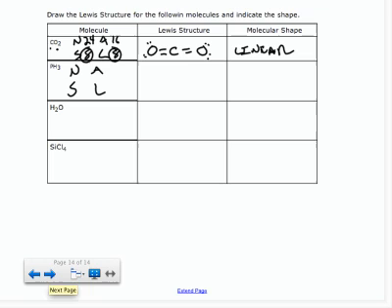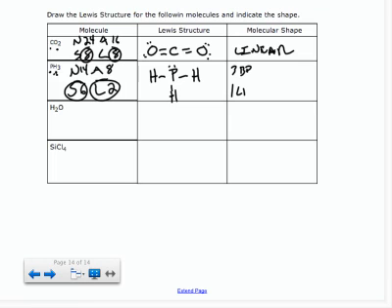For PH3, you've got 4 atoms, but 3 of them are hydrogens. So you need 2 for each hydrogen. That's 2, 4, 6, plus 8 for phosphorus. So your need is going to be 14. Your available is 5 for phosphorus, plus 3 for the hydrogens, 1 each. That's 8, leaving you 6 shared electrons, which makes the 3 bonds, and then the 2 lone pair electrons make 1 pair on the phosphorus. So we've got 3 bonds, 1 lone pair. That makes this trigonal pyramidal.